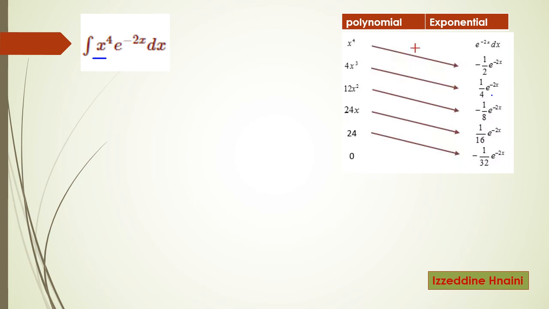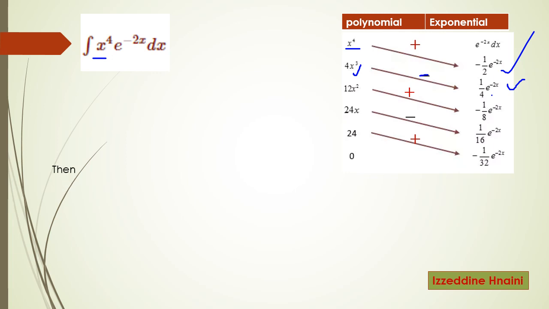And as we said before, we multiply the first item in this column by the second item in this column, and we put the plus. Then we multiply the second item in this column with the third item in this column, and we put minus, and so on, a plus, minus, a plus, minus, a plus. Here we stop because we have 0.